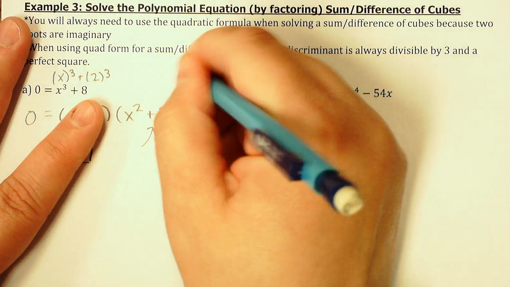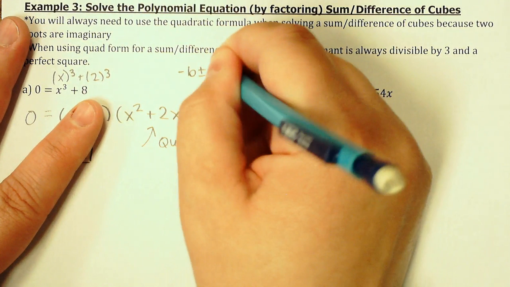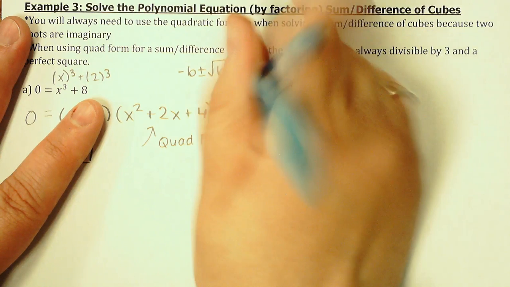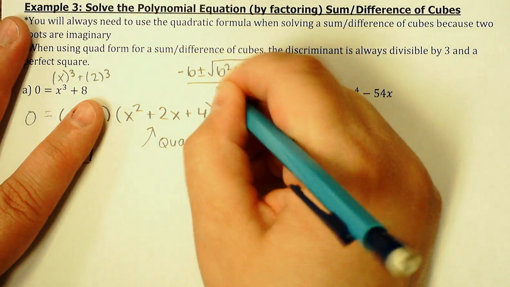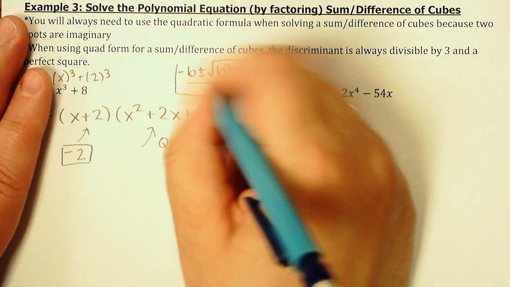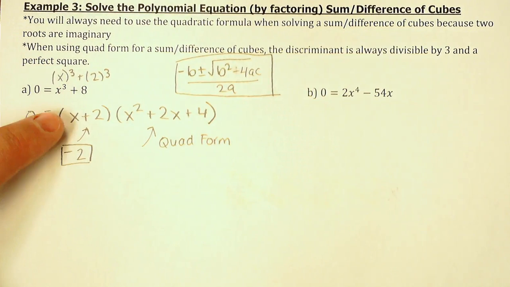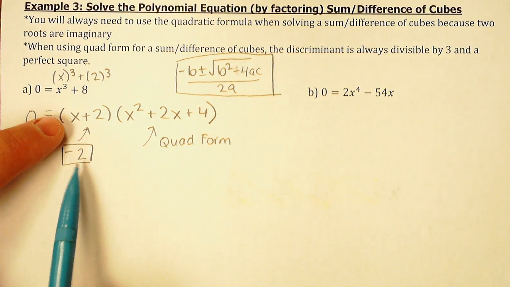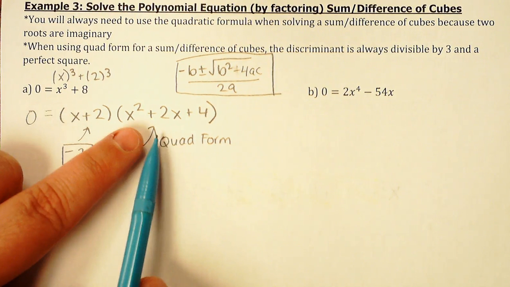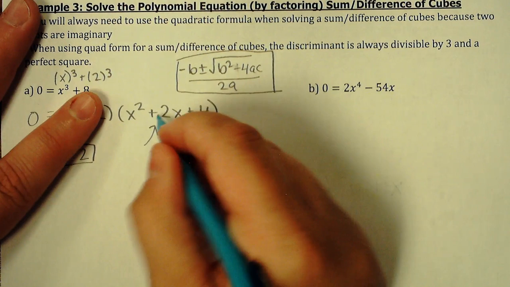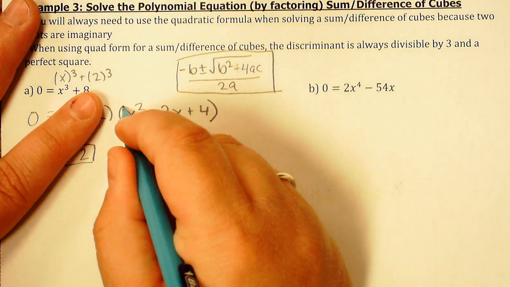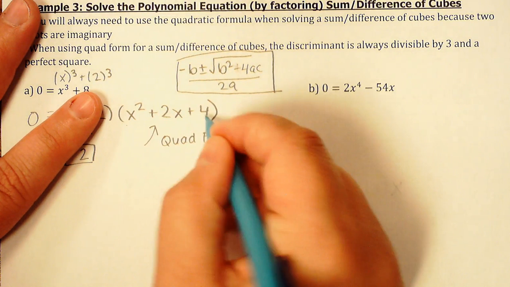If you remember, negative b plus or minus the square root of b squared minus 4ac, all over 2a. So when you get the quadratic, the linear part, this is just going to be negative 2. Just set that equal to 0. I've got to use the quadratic formula for all these problems. They won't be factorable. So if I'm just focusing on this, a would be 1, b would be negative 2, and c would be 4.